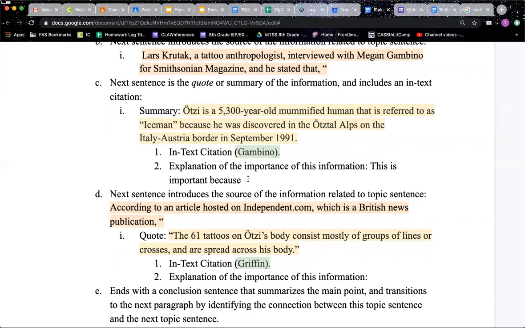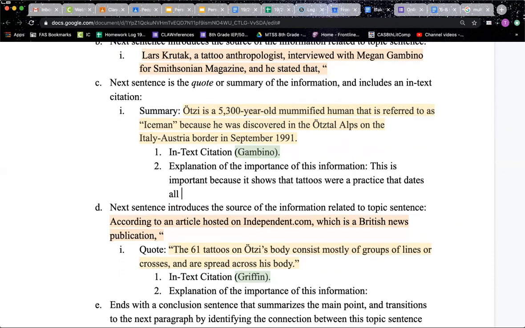This is important because it shows that tattoos were a practice that dates all the way back to the Copper Age of ancient humans. And that's it. It's obvious, right? This is important because he's old, but I need to explain it. I need to show my understanding, including this little titch of information that it's from the Copper Age. Now I'm showing that you can trust me because I'm showing you that I know exactly what I'm talking about.